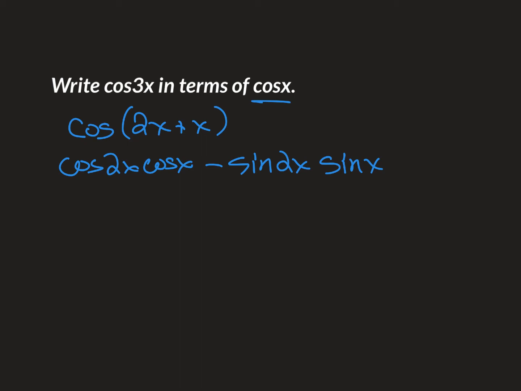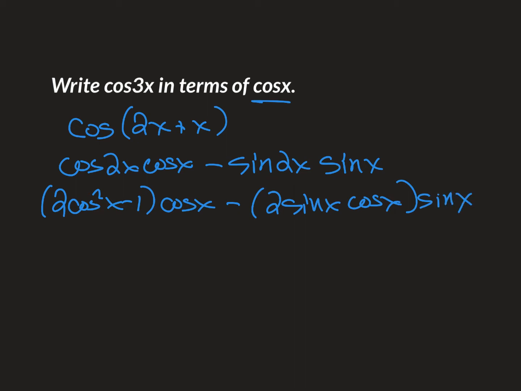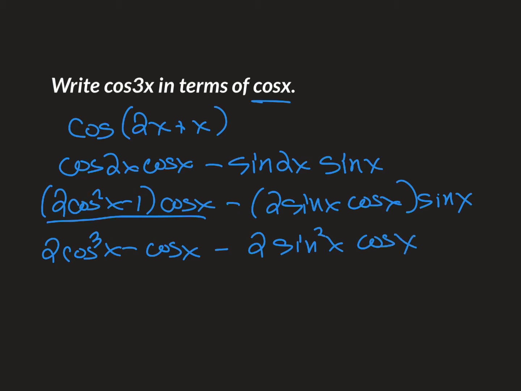So remember, I'm looking for cosines only. So cosine 2x is 2 cosine squared minus 1. That's on your page, times cosine x. Sine 2x is 2 sine x cosine x, times the sine x that's already there. So I'm going to simplify some things and see what I have here. On this first set, I'm going to distribute that cosine, making it 2 cosine cubed x minus cosine x. And the second part is really 2 sine squared x cosine x. Okay, so I'm done except for this right here.